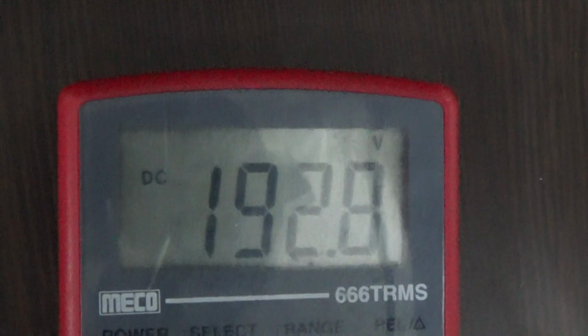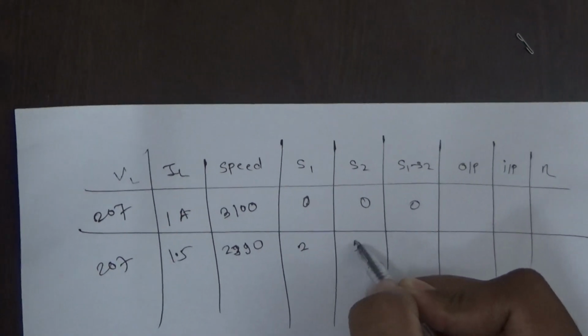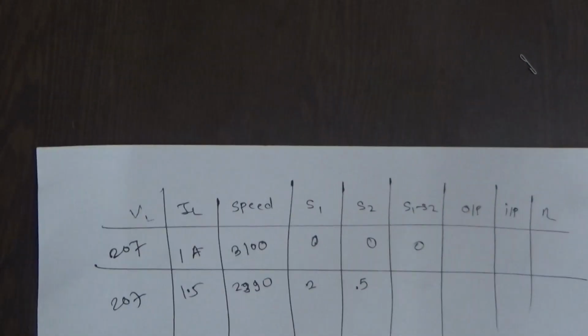Voltage is constant, so voltage will remain the same, that is 207. Spring one was around 2 kg and another one was around 0.5 kg. One more reading we will take.